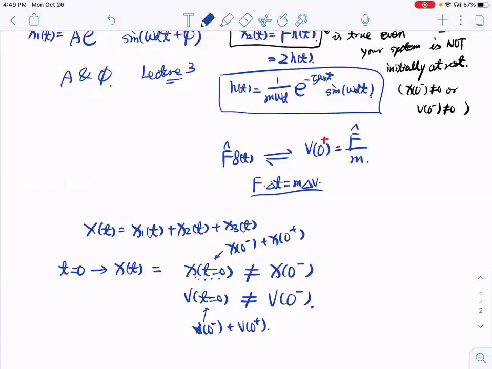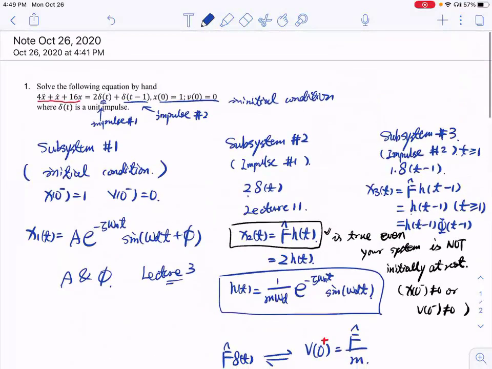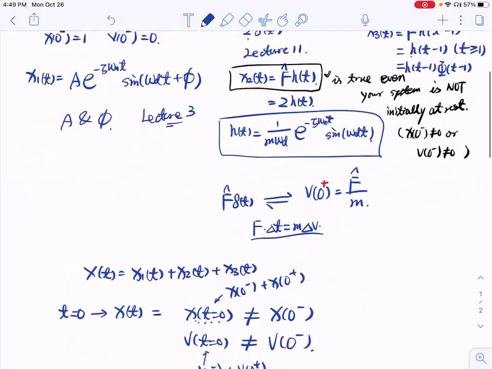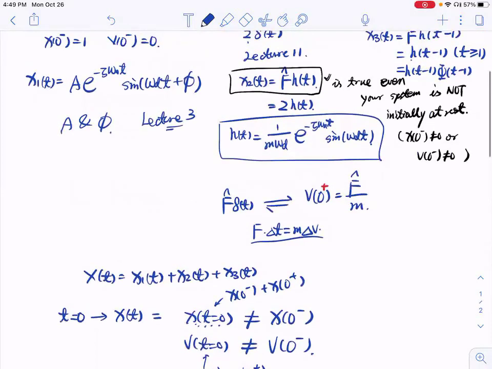So previously, I think some of you might try to check your solutions by plugging the initial conditions back to see if that matches with the initial conditions provided. But for this kind of impulse excitation, you won't be able to do that because the initial condition at 0 positive and 0 minus might not be the same. So does that make sense?